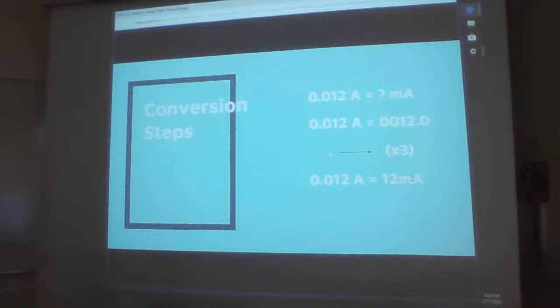Remember, milli is this lowercase m. If we were dealing with mega, if we wanted to know how many mega amps it is, it would be a capital M.